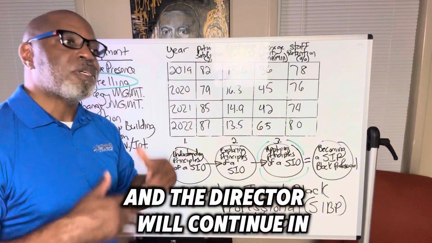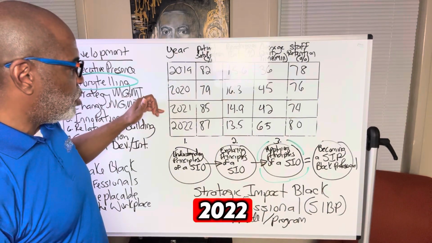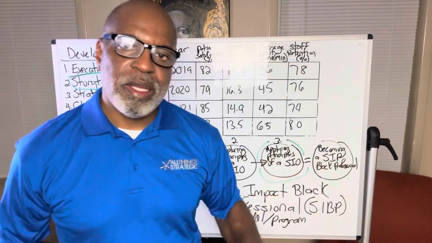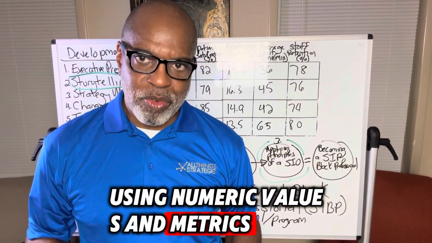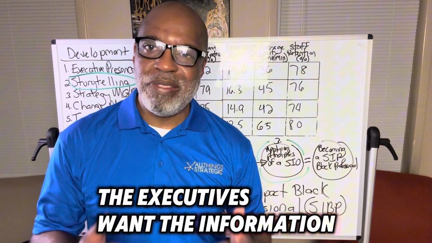And the director will continue in this way from 2019 to 2020, 2021, 2022. They will communicate all this information using numeric value and metrics to communicate with the executive. The executive wants the information that way.